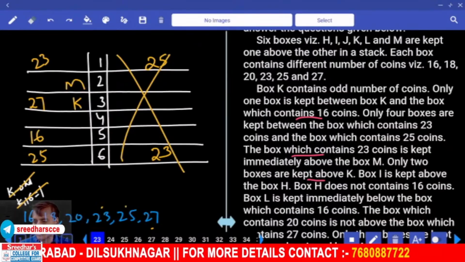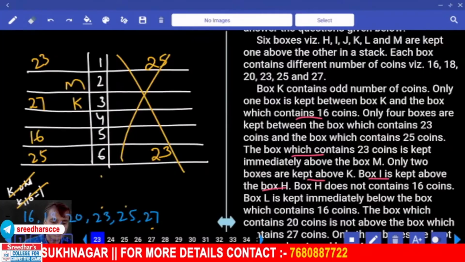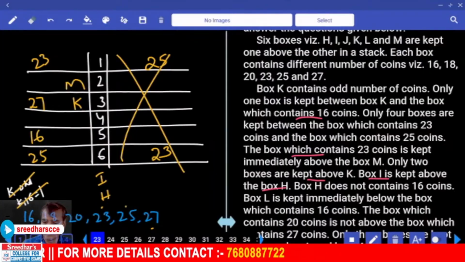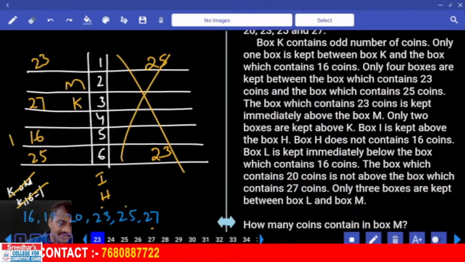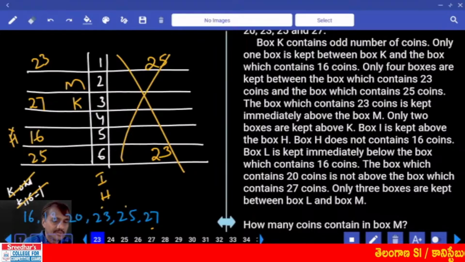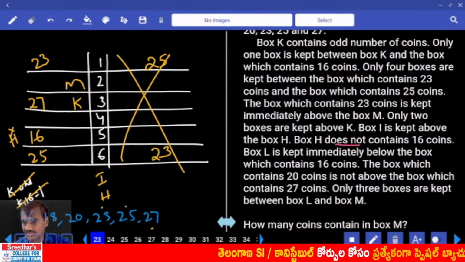Then next one, I is kept above H. I is above H, and the word immediate is not given anywhere. And H does not contain 16. Now H cannot be here. Clear? I is above H and H cannot be 16. Then where should this H be? Accordingly, H is either in the 4th position or the 6th position.